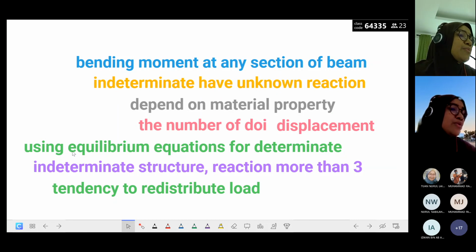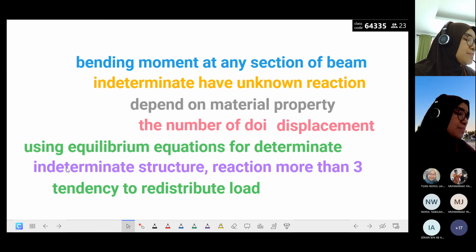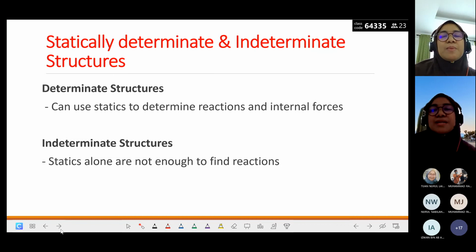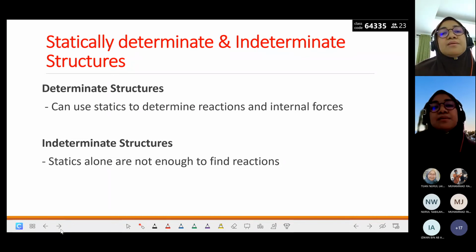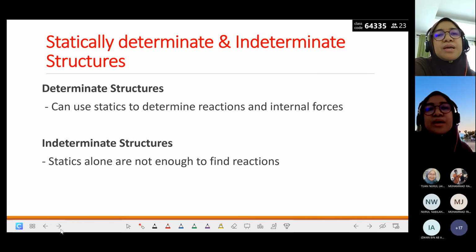Okay, actually there will be more. This will reflect your understanding. You have already learned beam analysis, and frame and truss analysis. So can you differentiate determinate and indeterminate structures? Giving the meaning of what you understand for determinate structure is okay too.